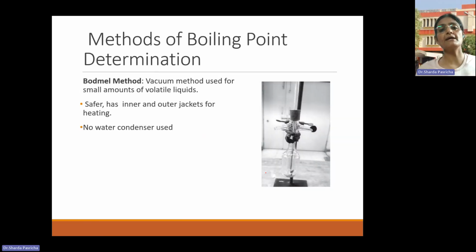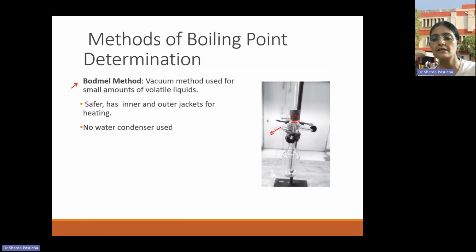We have an improvised and a safer method which we also use in the undergraduate lab to determine the boiling point of the liquid, and that method is called the Thiele method. So that is the apparatus. If you see, there are two finger-like projections here, and on the neck you have space to put the cork with the thermometer inside.